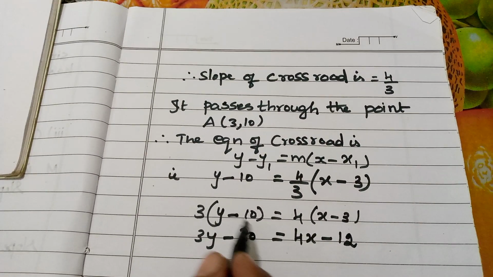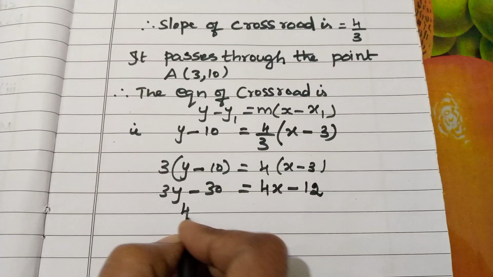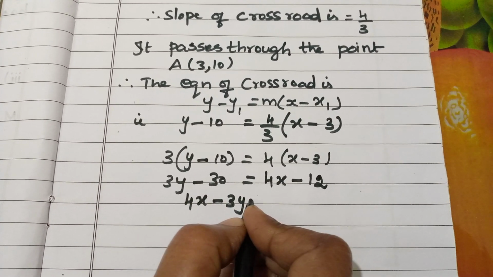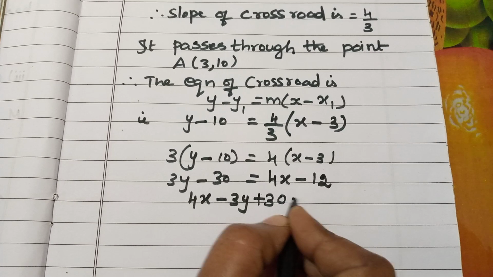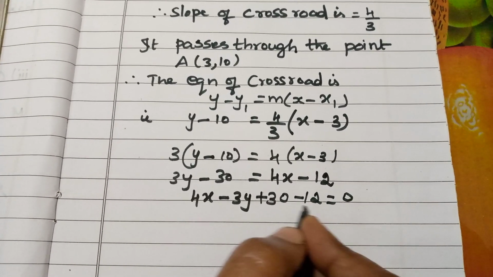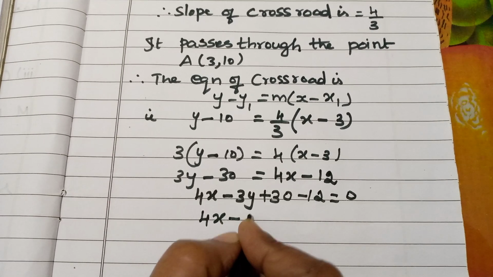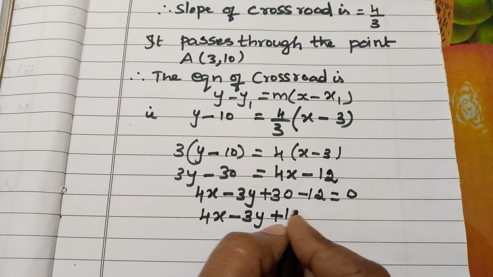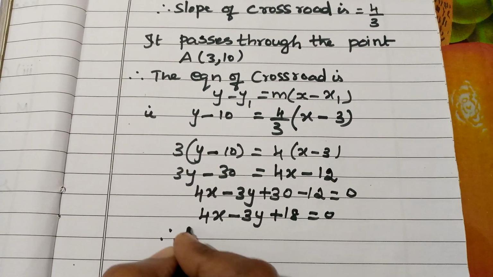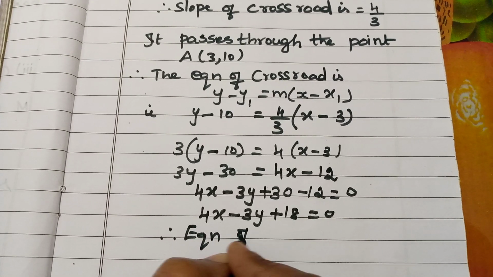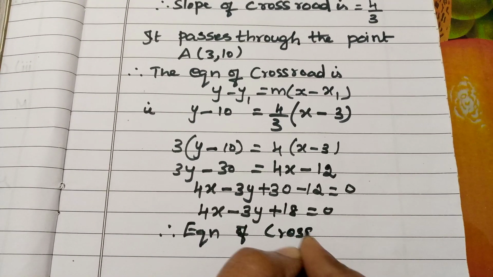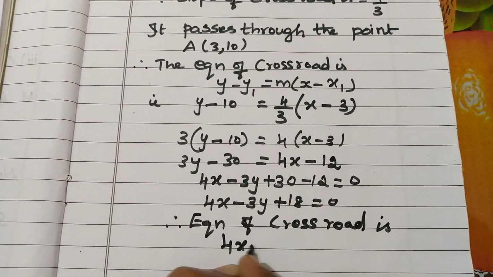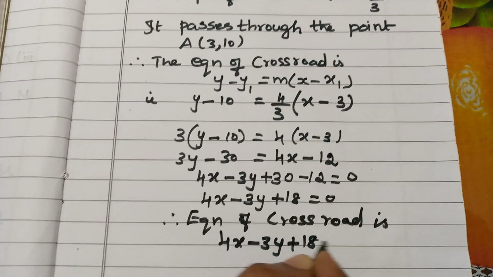Now take these two terms to the right side. So 4x minus 3y, and this minus 30 taken to this side becomes plus 30. Already minus 12 is there, equal to 0. Let us simplify these: we get 4x minus 3y, and 30 minus 12 is 18, plus 18 equal to 0. Therefore the equation of the crossroad is 4x minus 3y plus 18 equal to 0.